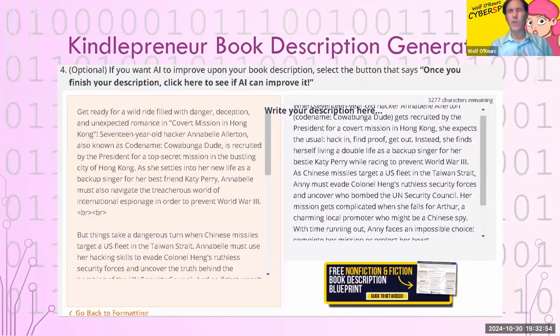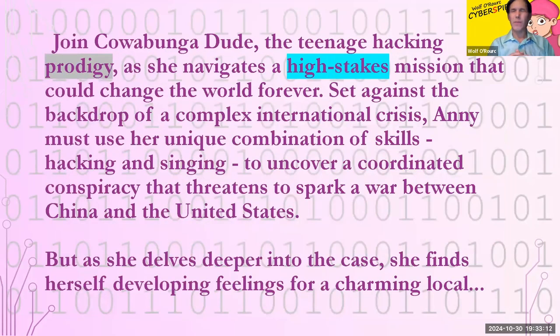So this is the Kindlepreneur book description generator. You see on the right, the synopsis that we got out of the AI chatbot. And on the left is what Kindlepreneur did with it. This is the beginning of the output from Kindlepreneur. It's quite different from what we fed it, but it isn't ideal either. You notice that the beginning isn't really a hook.